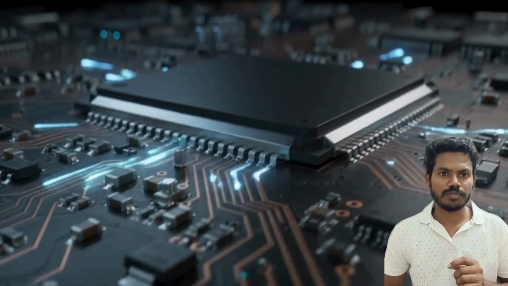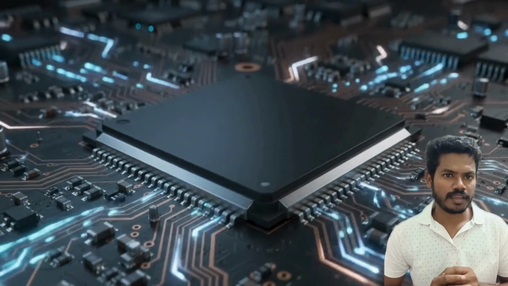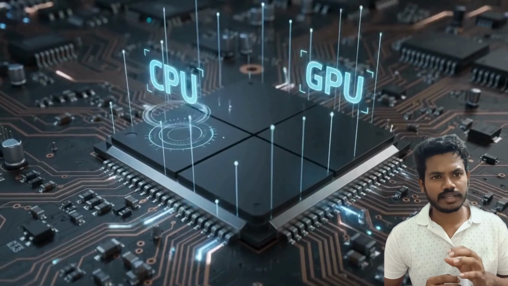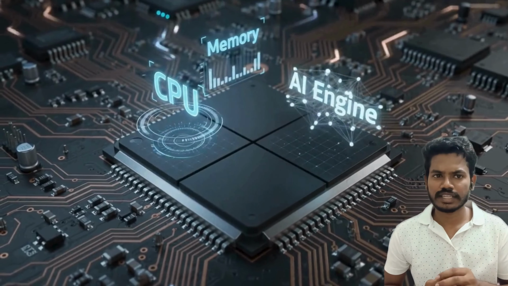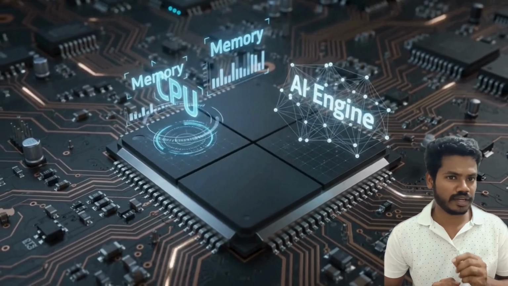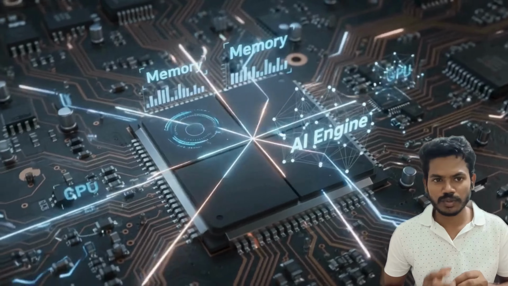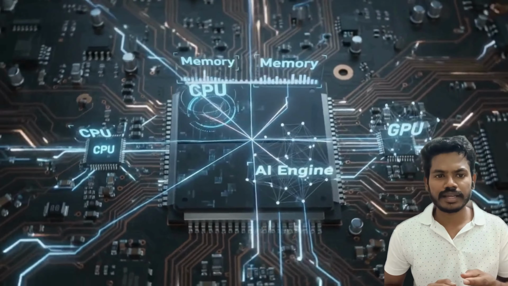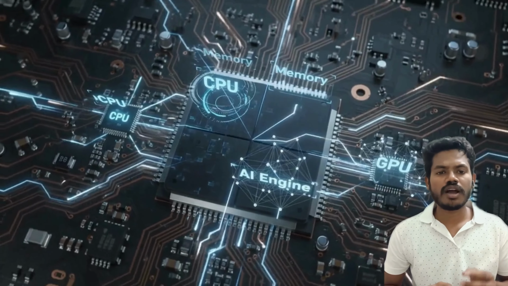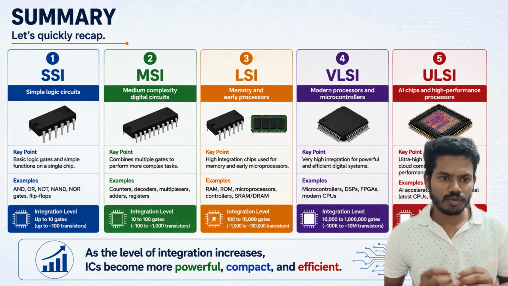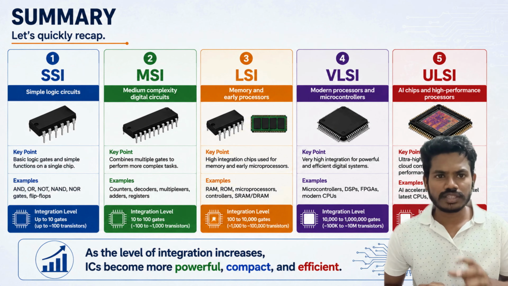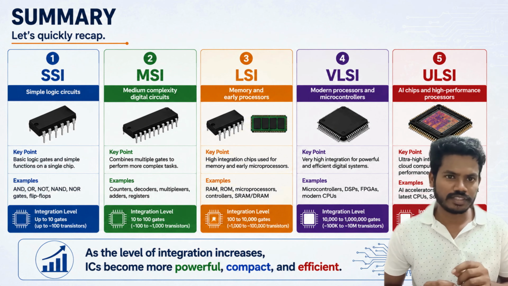Real life example. Think about your smartphone. Years ago, many separate ICs were required to perform different functions. Today, a single VLSI chip can include CPU, GPU, memory controller, AI engine, communication modules, all integrated onto one tiny chip. That's the power of modern IC technology. That's all about integrated circuit classification.